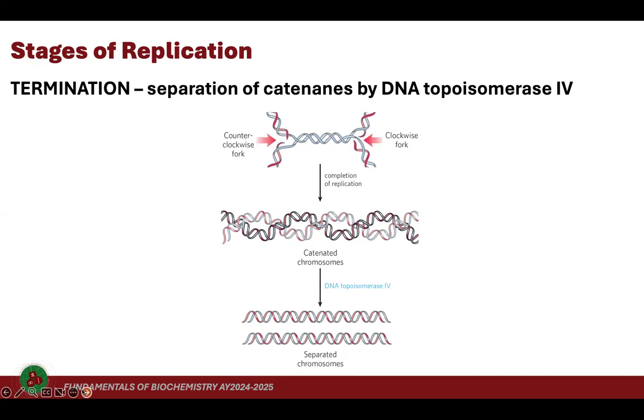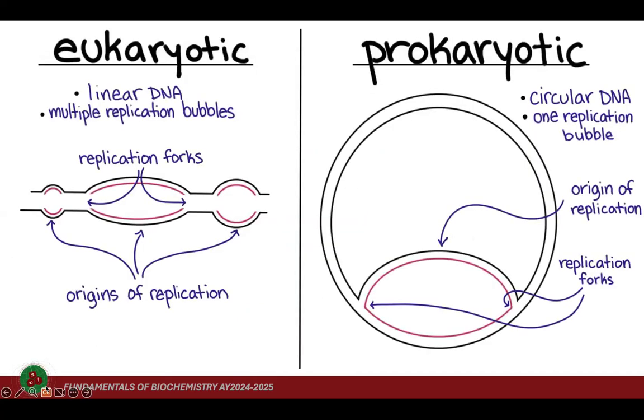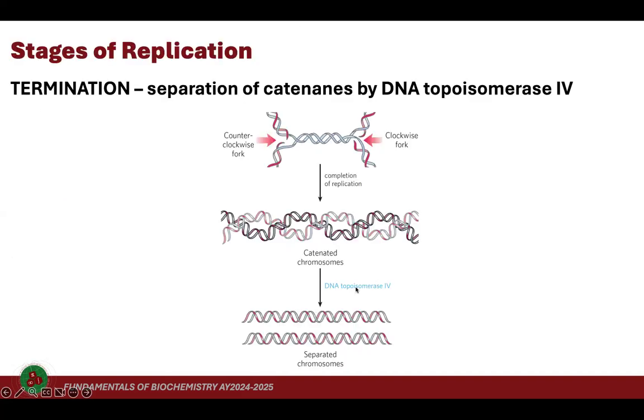Once the DNA topoisomerase 4 removes the catenanes from each other, then you now have the separate daughter DNA molecules. And that's your replication. This replication, again, takes place if your E. coli cell is actively dividing. Otherwise, you don't observe this process.